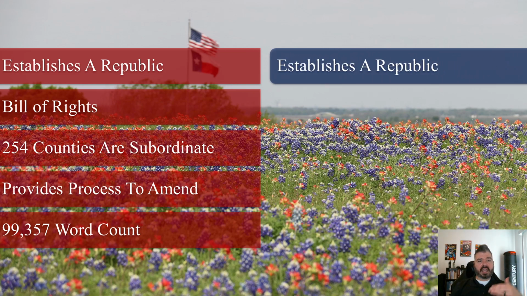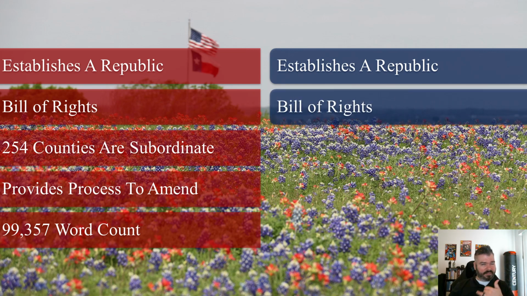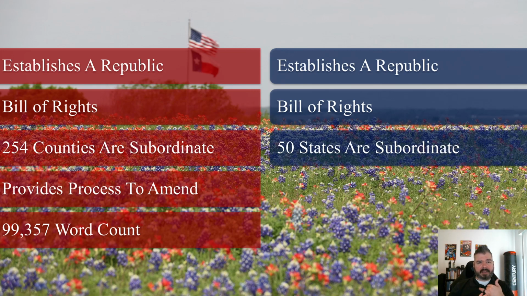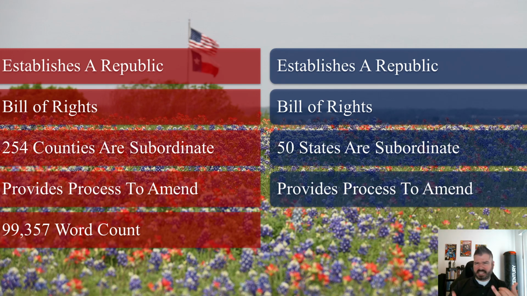Now let's compare this to the U.S. Constitution. Right? It, again, establishes a republic that we have elected officials that we elect. We have a U.S. Bill of Rights to protect that, place limitations on government intrusion on our civil liberties. We have 50 states under the supervision, if you will, of the federal government. It does provide a process to amend the U.S. Constitution. So very similar, right? Our Constitution is very, very similar to the national one.